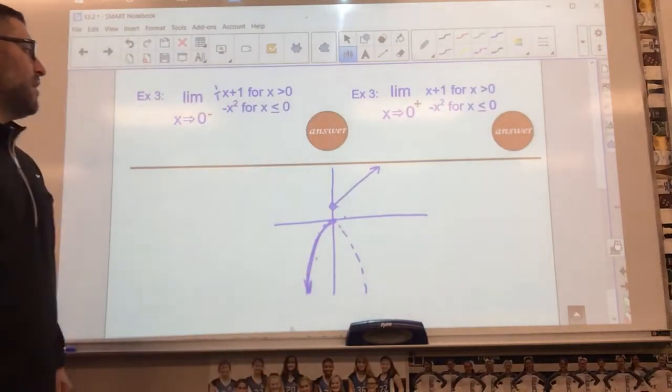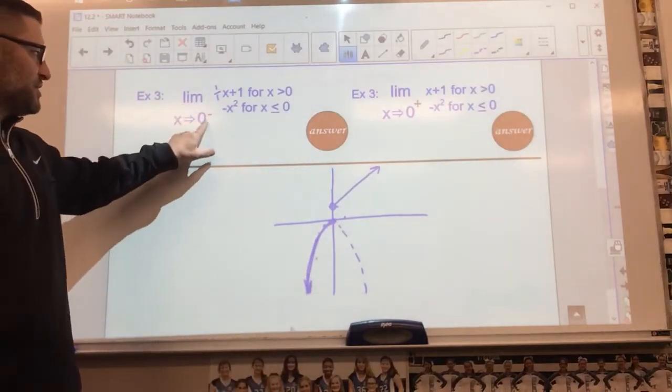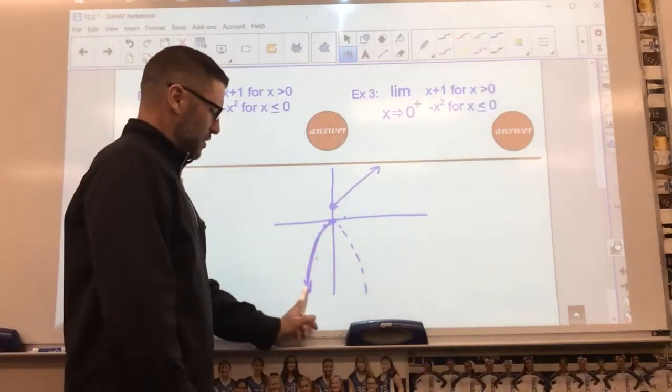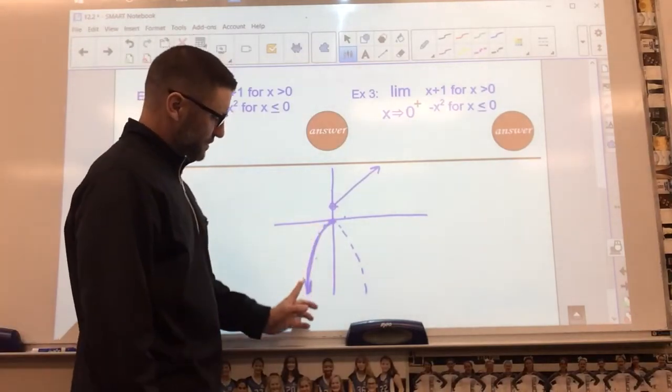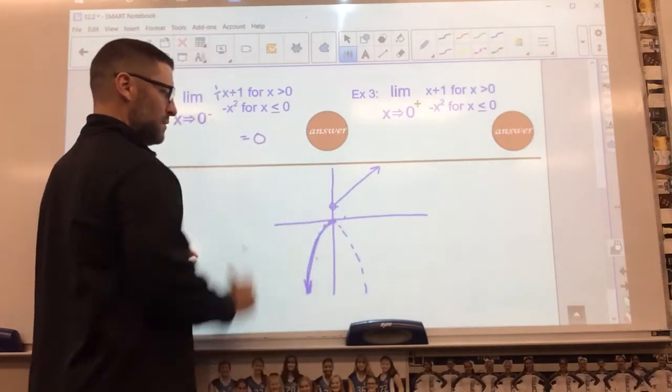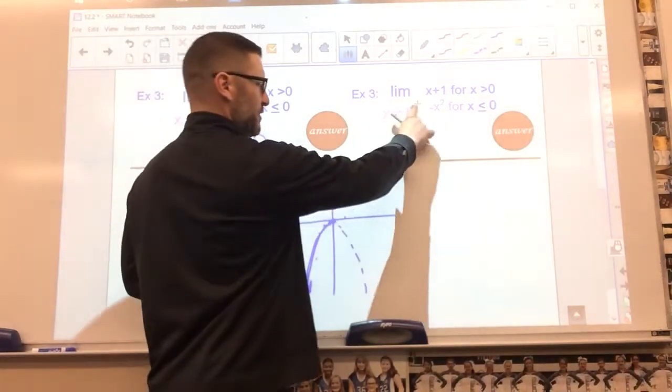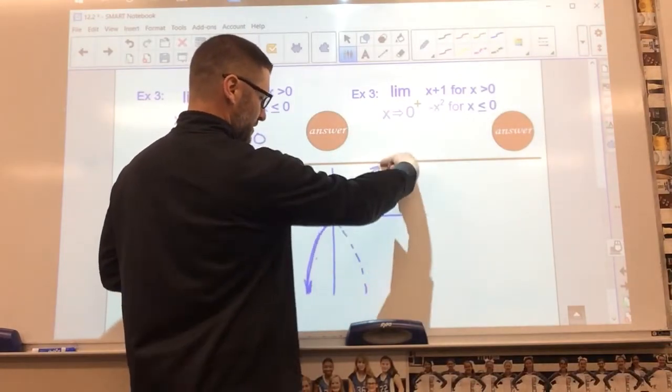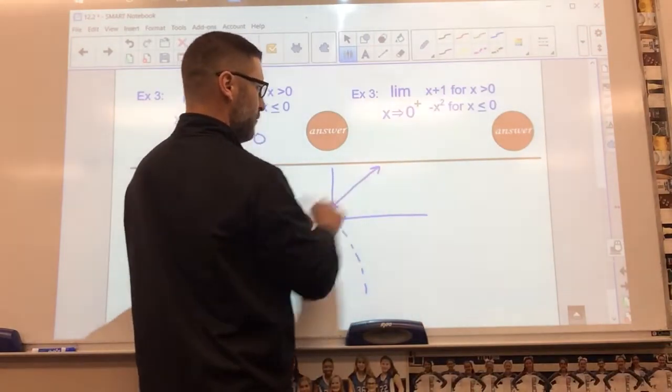Okay? All right, so the limit as x approaches 0 from the left. So I'll go from the left. As I approach 0 from the left, I get a value of 0. Let's approach 0 from the right. As I approach 0 from the right, I get a value of 1.